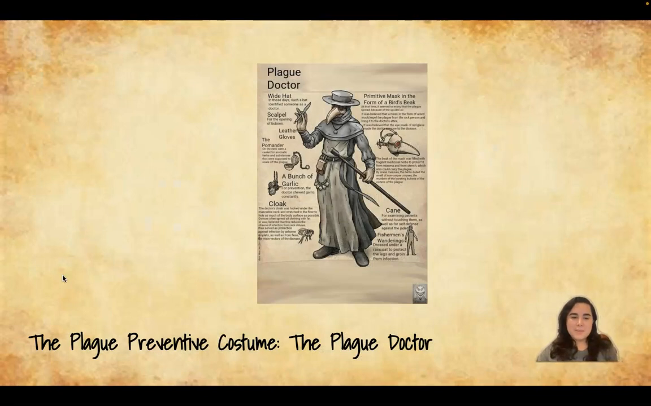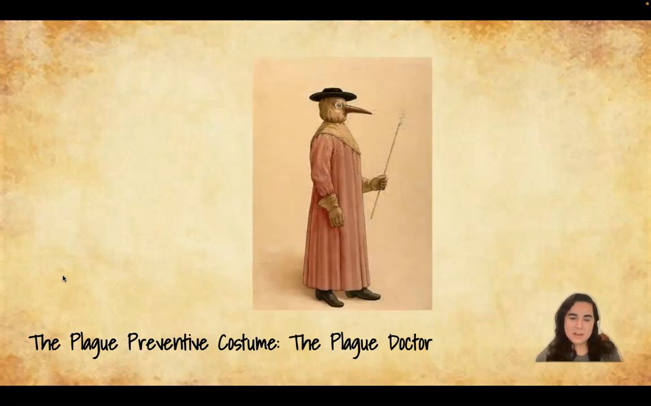Now, one of the most commonly known visuals that popped out of the Black Death epidemic was the creation of the plague preventive costume, or the plague doctor. Here's a stylized rendition of what the plague doctor essentially looked like, but in its first conception, it looked somewhat closer to this. It was not all black. It was more frumpy, red. Still made of leather though.